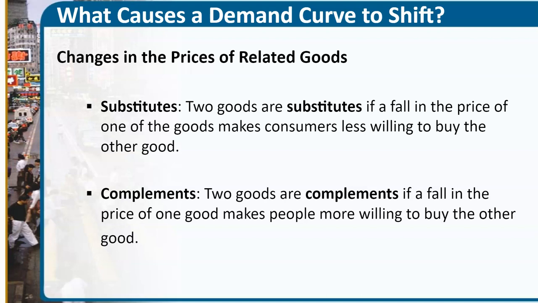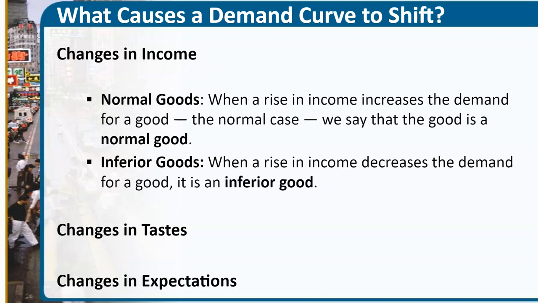The same is true for complements, as I mentioned with the hot dogs and the hot dog buns, and we see that if the price of one good goes up, chances are the demand for the other good is going to shift inward or leftward because of what we see there. And then changes in income, like I said, with normal goods, the idea here is when income is going up, the demand will shift outward. When you have inferior goods or inferior income, you have a shift of the demand curve inward or leftward as a result. And then the tastes and expectations that we just referred to.